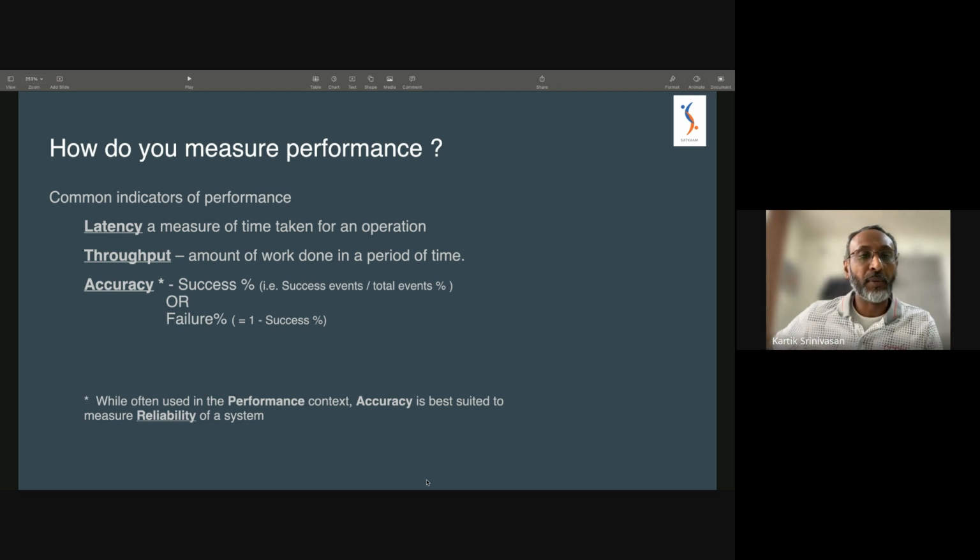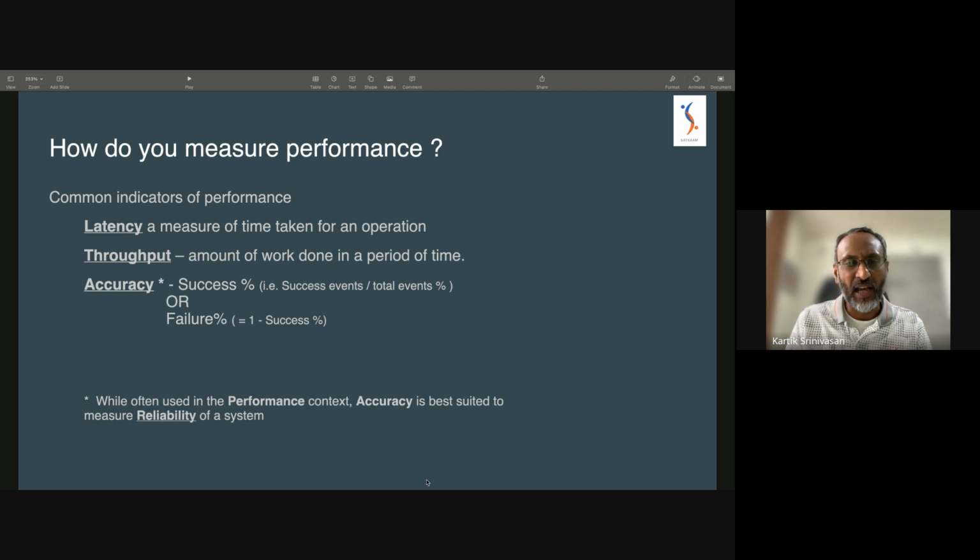Remember we were talking about the bike scenario, and how long it takes for a bike to go from 0 to 60, right? You can say the latency for going from 0 to 60 is about 4 seconds, and that is a good measure of performance. Or throughput, the amount of work done in a period of time. We said maybe kilometers per liter, or efficiency of the bike, is in some way the throughput of the system that you are able to achieve.